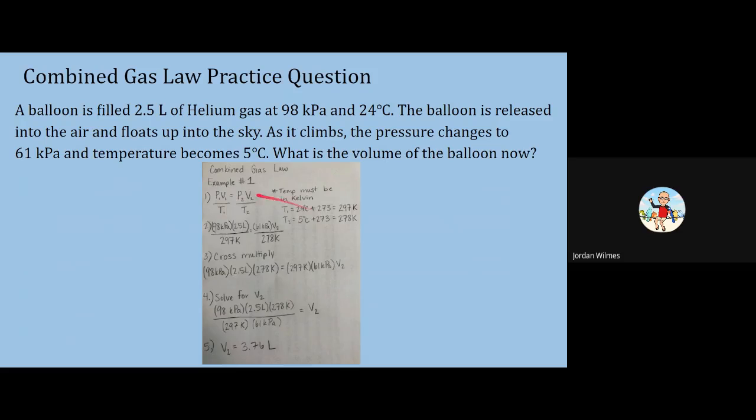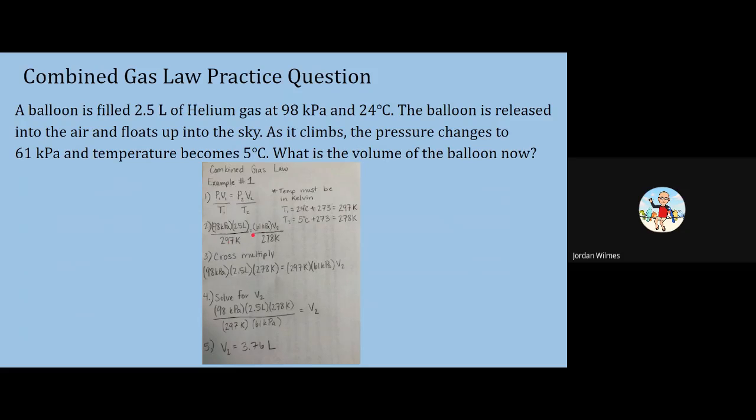Now I need to look at where this other information goes. So it started out at 2.5 liters. So that goes here. That's my starting volume. Kilopascals is pressure. So my starting pressure is 98. That goes here. I need to put that over the initial temperature. We crossed out this 24 and I changed it to 297 Kelvin. So that goes on the bottom.